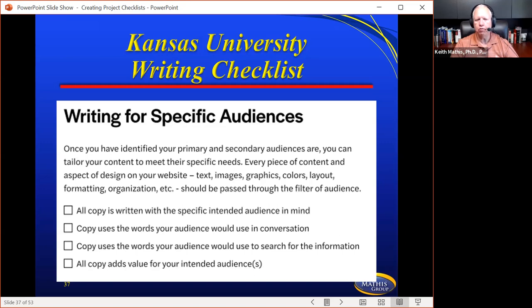All copy is written with specific intended audience in mind. Copy uses words your audiences would use in conversation. Copy uses words your audience would use to search for the information. All copy adds value for your intended audience. Now, this little checklist is more of a reminder to go back and look at what they had written and obviously make sure that they were following this. It's a very soft type of checklist, but it's a great checklist. What a great example.